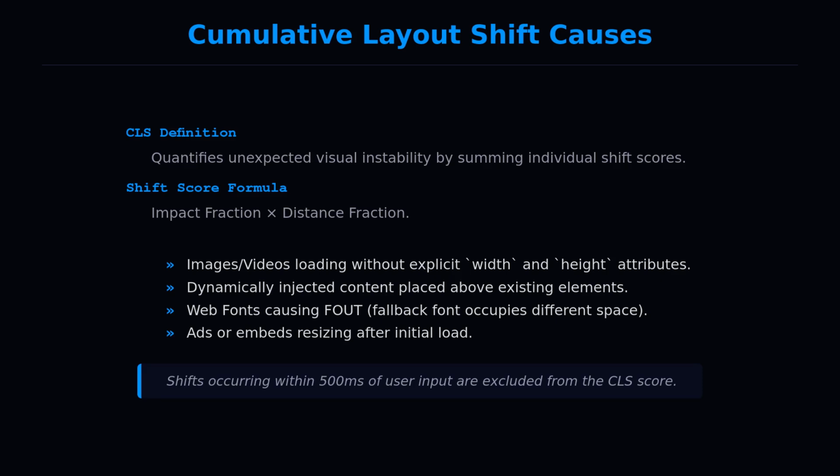Cumulative Layout Shift quantifies unexpected visual instability on your page. It sums all individual layout shift scores during the page lifecycle. The shift score multiplies the impact fraction by the distance fraction. Impact fraction measures how much of the viewport was affected by the shift. Distance fraction measures how far the affected elements moved.